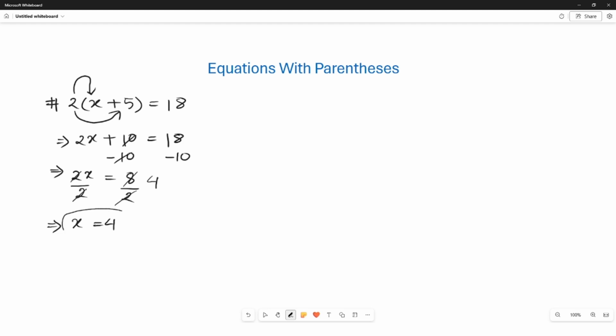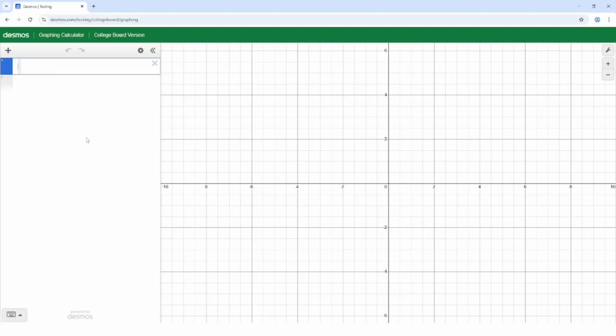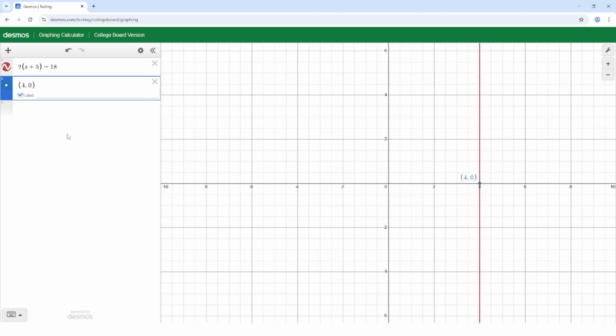Now I will show you how to solve the same problem on Desmos within a few seconds. Just go to Desmos, put the equation, move your cursor to the intersecting point, click on it, and that's it. You'll get your answer. As you can see on the screen, our answer is 4.